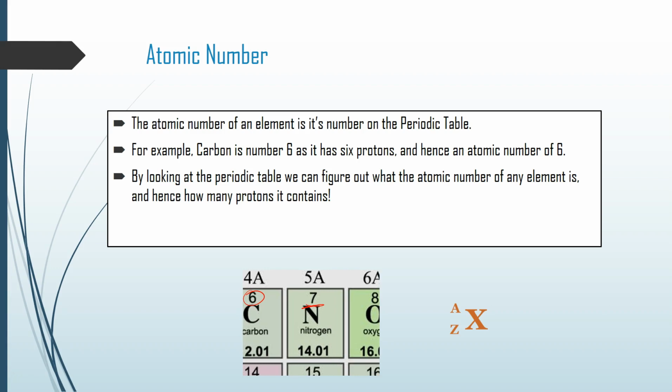So if we look at the periodic table, we will always know how many protons something has, and then we use this symbology here where we replace X with the symbol from the element. Z is our atomic number, so our number of protons, and then A is our mass number, which is our number of protons plus neutrons at this point in time.